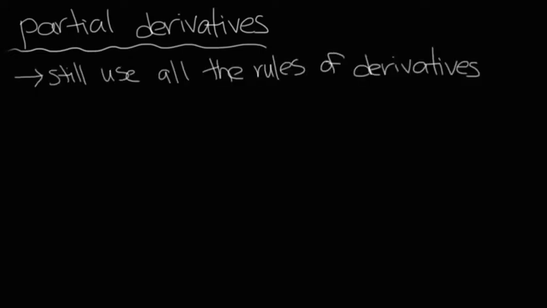As a rule of thumb, you're still using all the rules of derivatives that you know, like product rule, chain rule, quotient rule, power rule, and so on. You're still using all of those, except with partial derivatives, they're going to specify to you which variable they want you to differentiate with respect to.